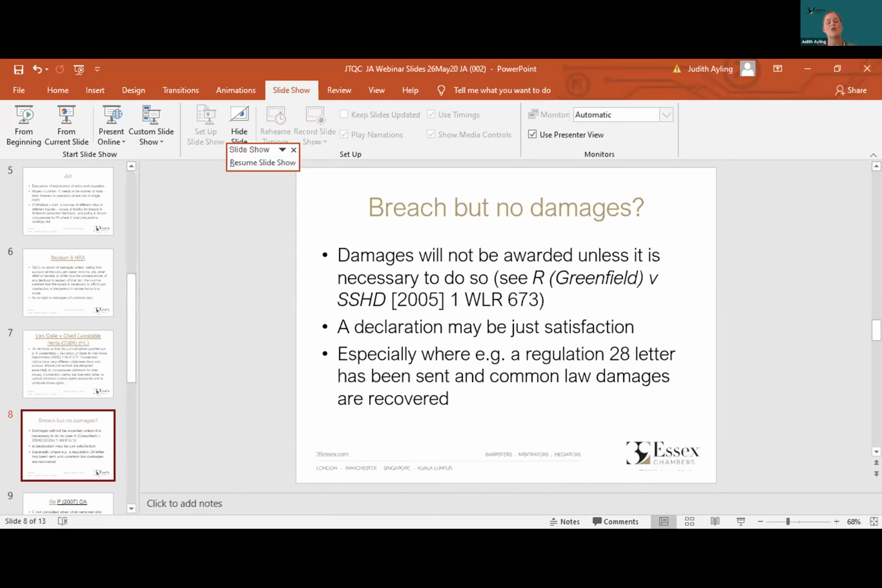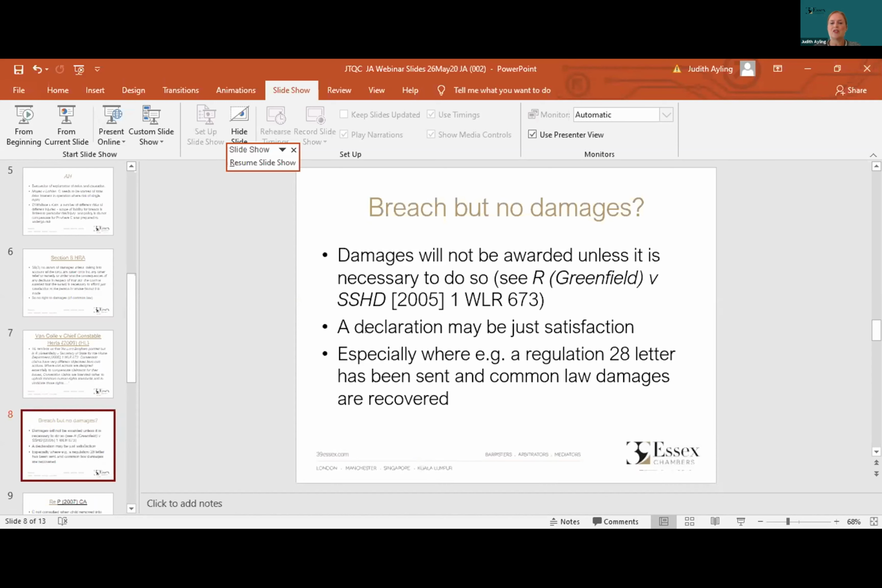In Greenfield, it was an Article 6 case. And one thing I should emphasise is that obviously most of the clinical negligence cases will turn on Article 2, Article 3, or possibly Article 8. And you have to look at the question of whether damages are likely to be awarded on an article by article basis, really. But in Greenfield, it was an Article 6 case, and the claimant argued he was a prisoner who hadn't been given due process when a prison investigation was carried out. He hadn't been given the right to legal representation.